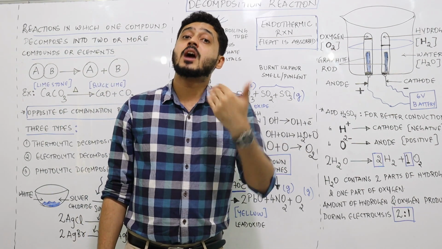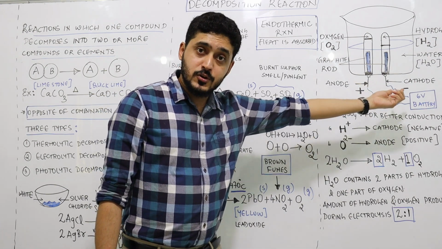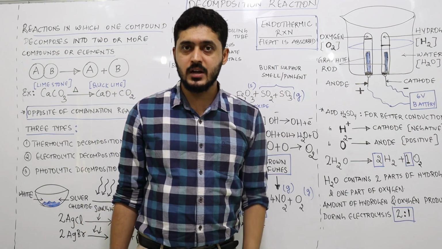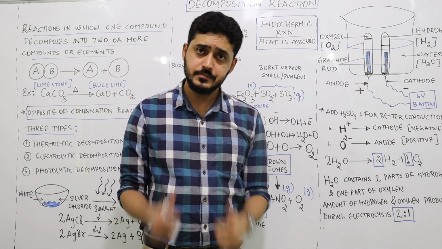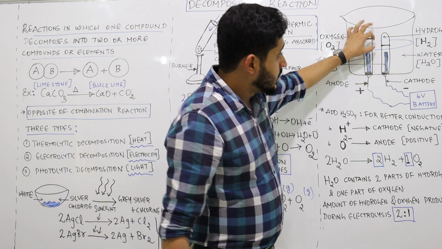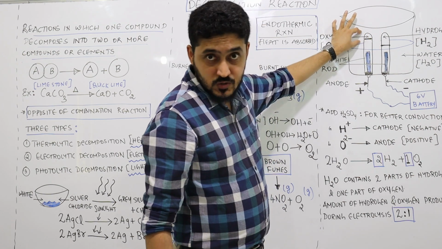Now you understand how H2 and O2 gases are produced. How H2 gas is produced at the cathode, and how O2 gas is produced at the anode. Hope you have understood. Now, you see here, H2 gas is double that of oxygen gas.